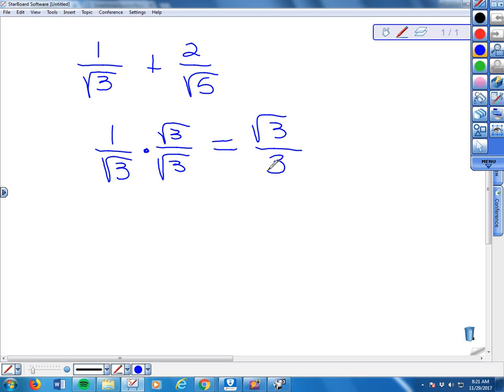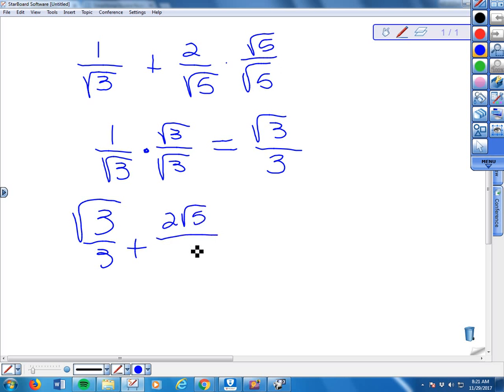3. If I did the same up here and rationalize this, I get 2 square roots of 5 over 5. Now I can go ahead and get like terms, get a common denominator. They're both integers. It's easier to add these fractions. Okay, this is the purpose of rationalizing.